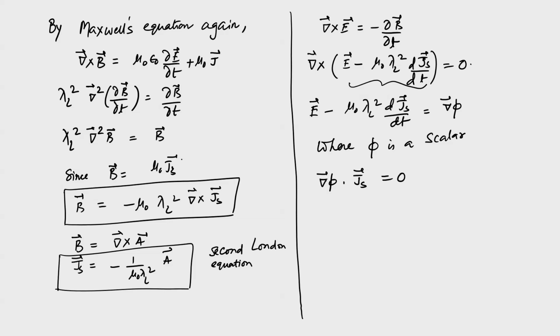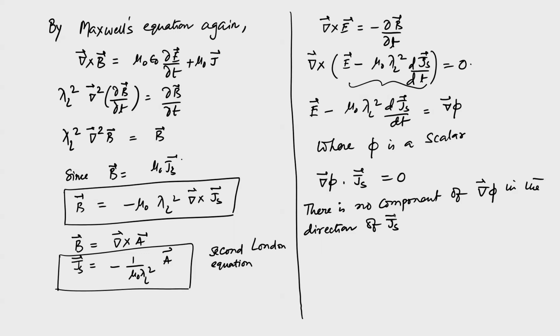So, that tells us that there is no component of grad phi in the direction of Js. Which means that Js dotted with the electric field should be equal to 0, which is basically a restatement of nothing but the first London equation.